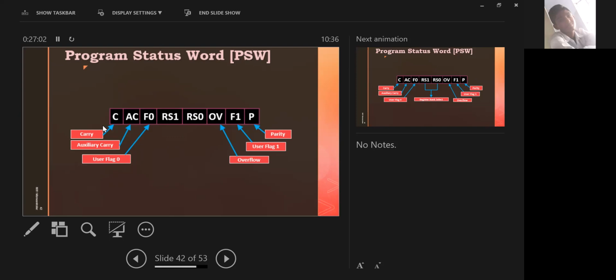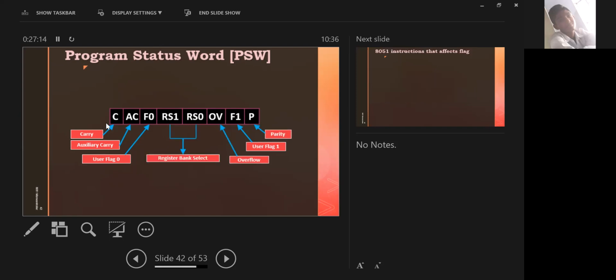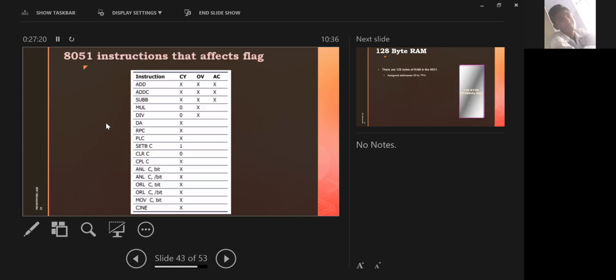Right, overflow means if the data is extending more than required, going above FF, then that goes in the overflow. Simple. Then the register bank select: which bank you are supposed to select should also be mentioned over there. Then these are some of the instructions which are going to affect the flags.